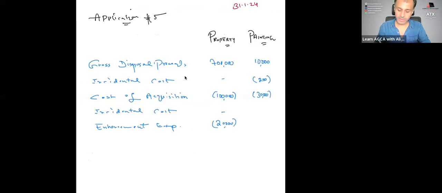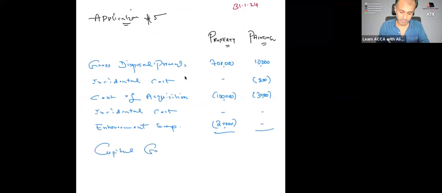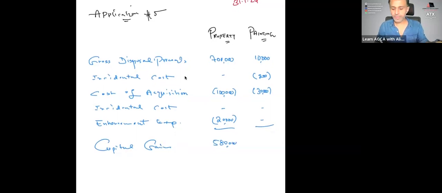And then the capital loss is being provided. So probably in the second column, we will have a loss, because I can see the cost is quite a big figure in comparison to proceeds. This column will have a gain of 580,000. And this column will have a loss of 10,000 minus 30,000 minus 200. So 10,000 minus 30,000 minus 200, that's 20,200.